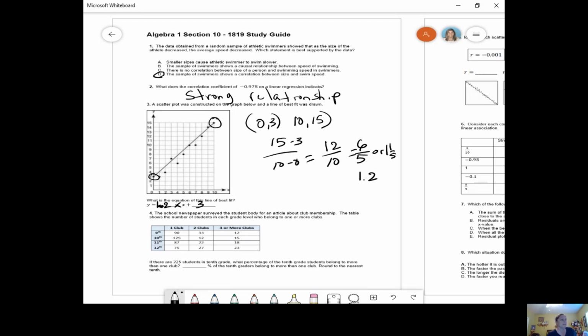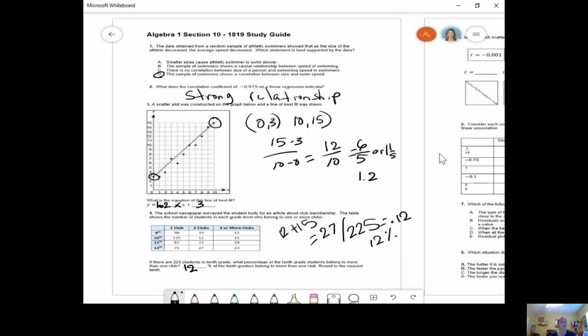The school newspaper surveyed the student body for an article about club membership. The table shows the number of students in each grade level who belong to one or more clubs. So there are 225 students in the 10th grade. What percentage of 10th grade students belong to one or more? So that would be this one and this one. So 12 plus 15, that would give me 27 over 225. If you divide that, it gives me 0.12. So as a percent, it would be 12%.